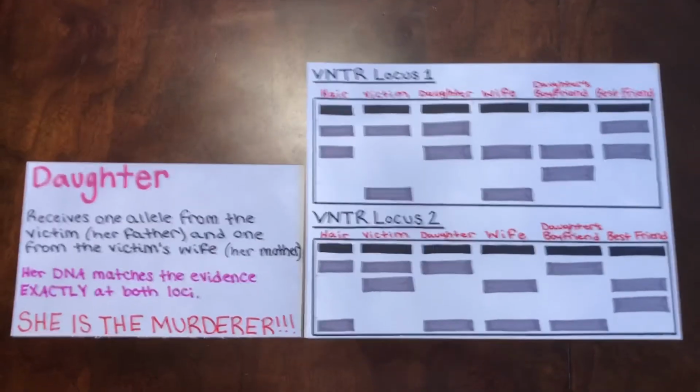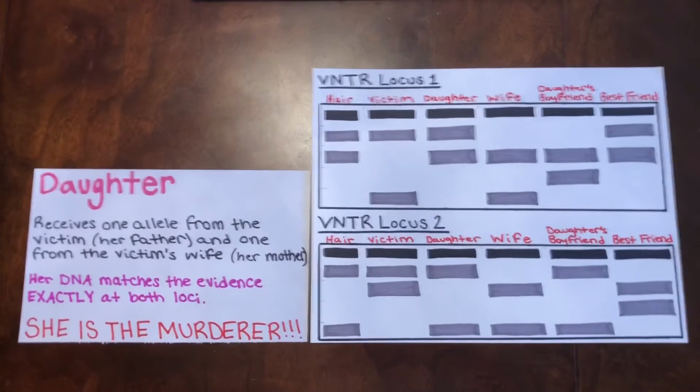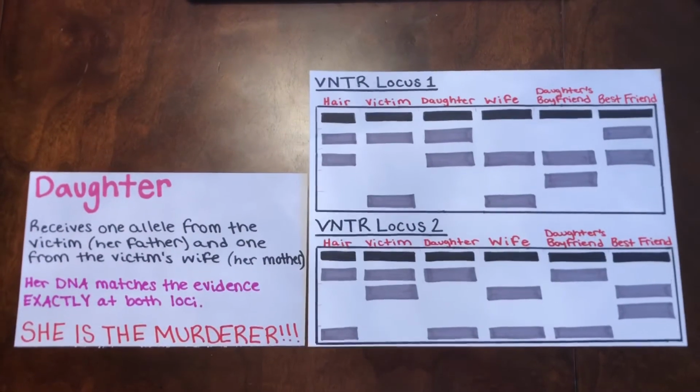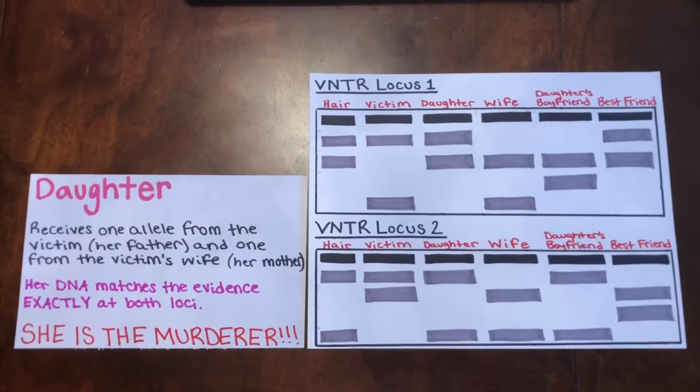Now let's compare her DNA to the crime scene evidence. Her DNA matches the evidence at both loci exactly. Therefore, the hair must be hers, and she can be deduced as having been present at the crime scene and is likely the murderer.